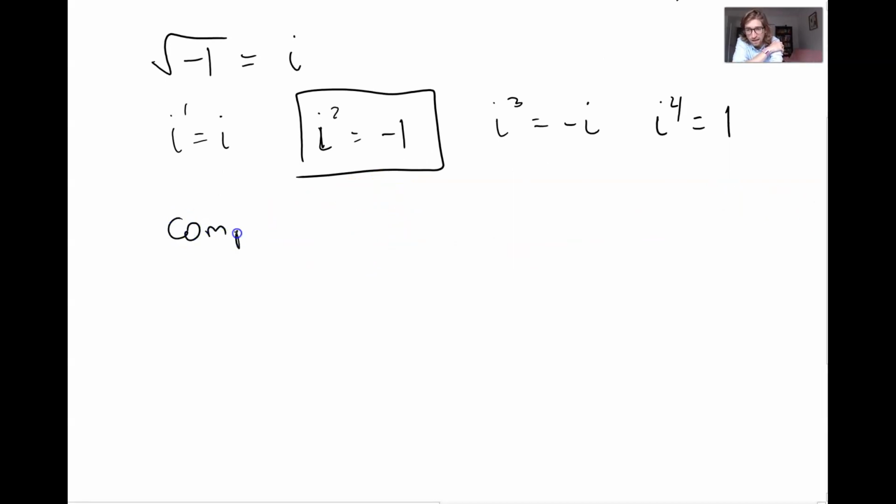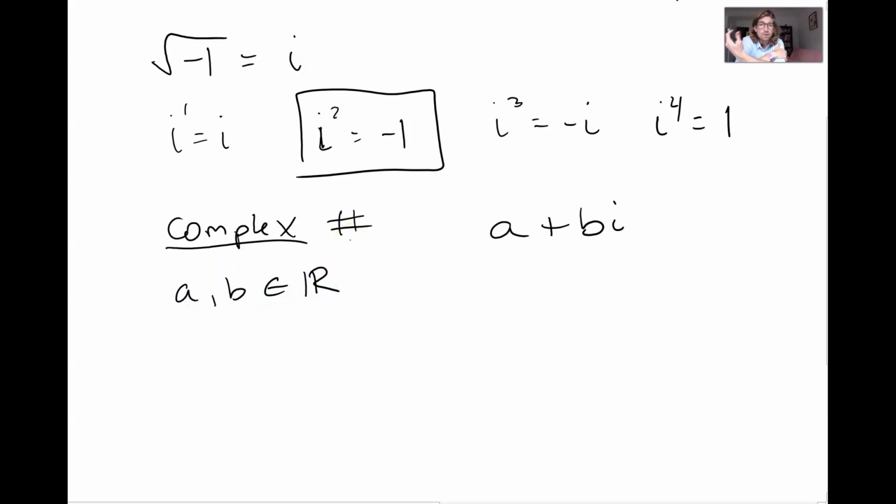What is a complex number? So that's coming up next. A complex number is a number in the form a plus bi, where a and b are real numbers. So numbers that we're familiar with, that we use all the time: integers, rational numbers, irrational numbers, all of those are real numbers.